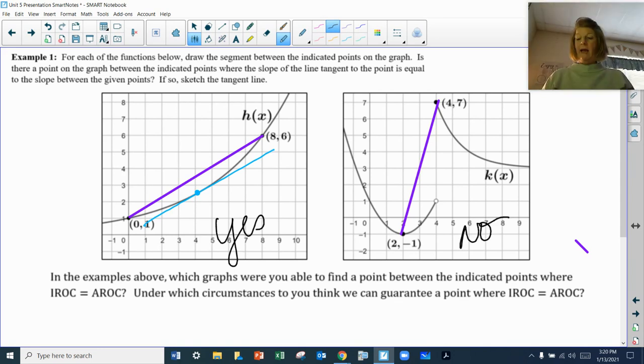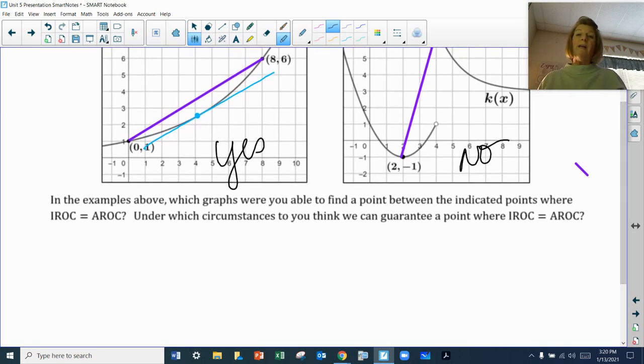Now, what conditions, in the examples above, which graphs were you able to find a point between the indicated points where AROC and IROC were equal? Under which circumstances do you think we can guarantee that this point exists? What we're trying to do is figure out the hypothesis of our theorem, our mean value theorem. Well, this one was a nice continuous function and it was differentiable, no sharp points. The function on the right, it wasn't continuous, and we couldn't find an IROC spot.